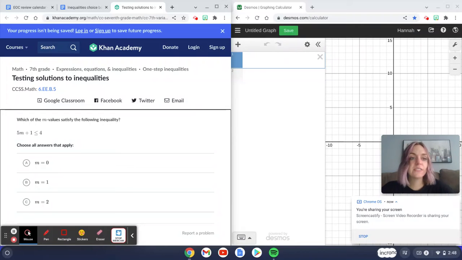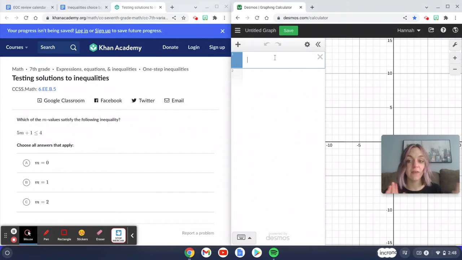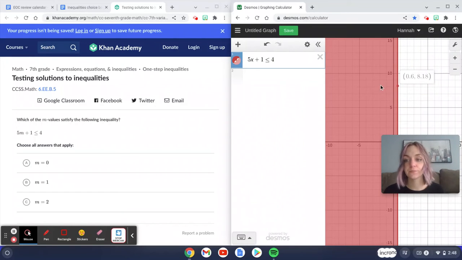This video will help you with testing solutions to inequalities. Our problem says, which of the m values satisfy the following inequality? 5m plus 1 is less than or equal to 4. So anytime we don't have x as a variable, we're just going to change the variable to x so that we can put it into Desmos.